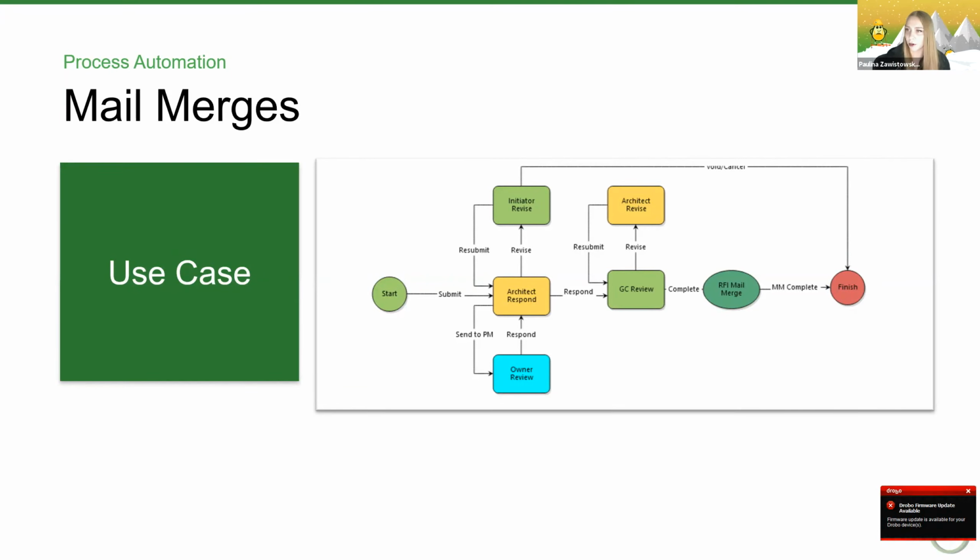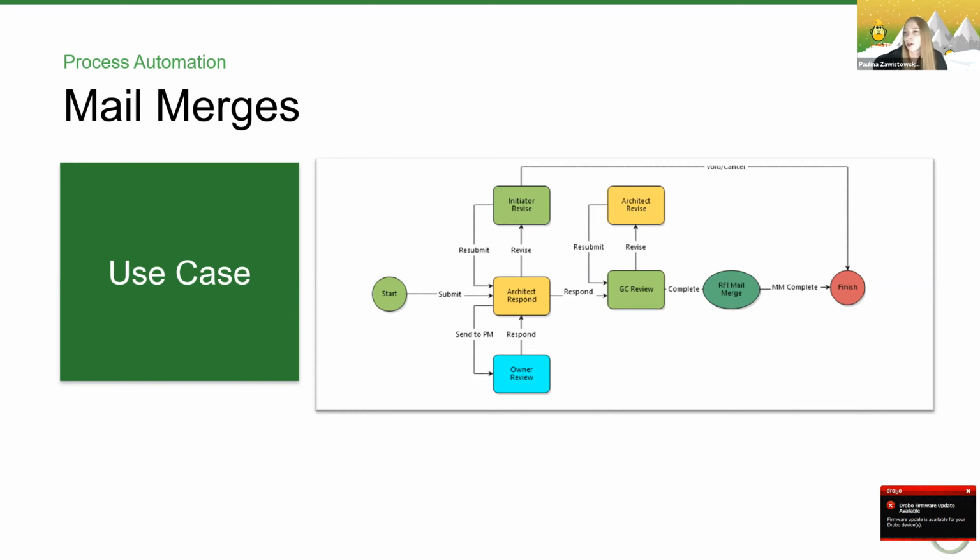So Dan briefly covered what mail merges are. They're really just a printout of the data currently in view. So you can have many mail merges on one process, or you can have as few as just one. In this RFI instance, as you can see, there's only one mail merge. So in this particular example, we're going to use it to store historical data.